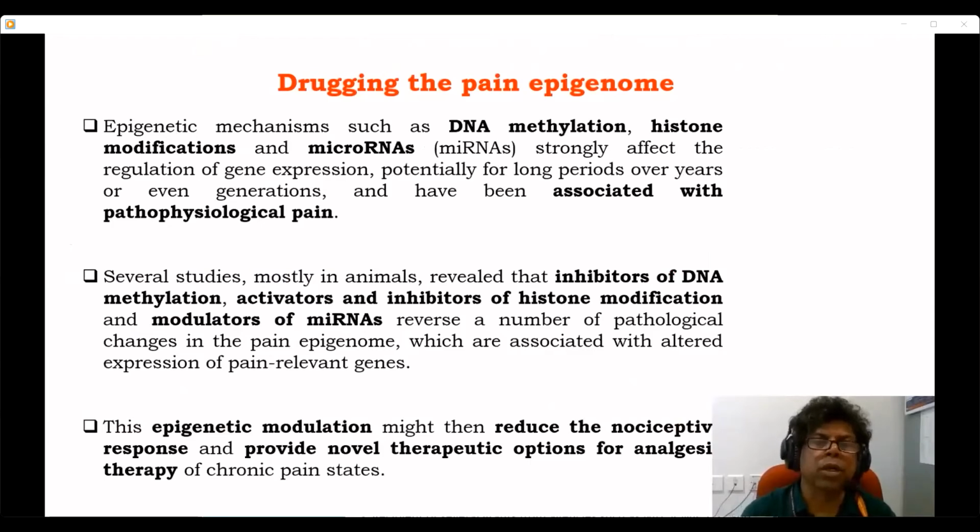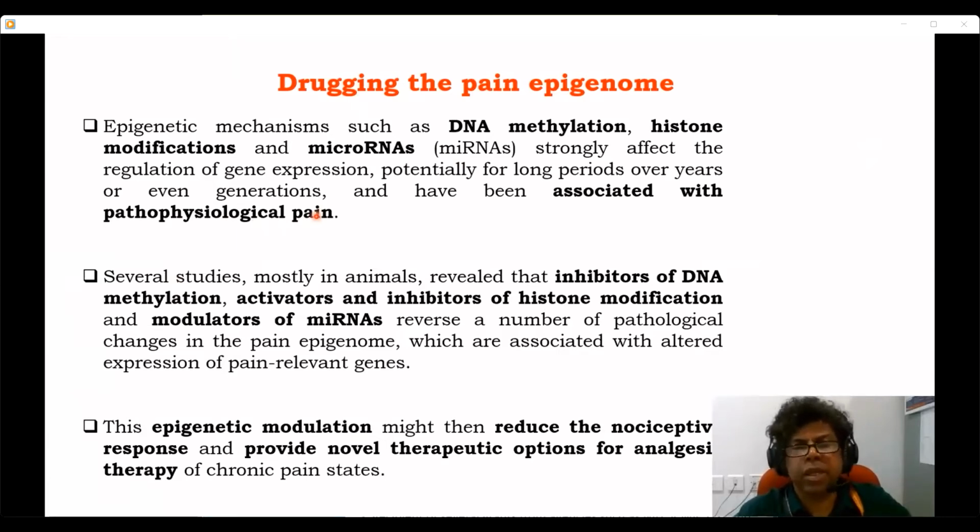Switching gears from pharmacogenomics to epigenetics. There is a lot of interest now in drugging the pain epigenome. So epigenetic mechanism is nothing but hypermethylation of DNA, histone modifications, particularly H3 or H4, and microRNAs, which strongly affect the regulation of gene expression. And there is a lot of research showing that they are associated with pathophysiological pain.